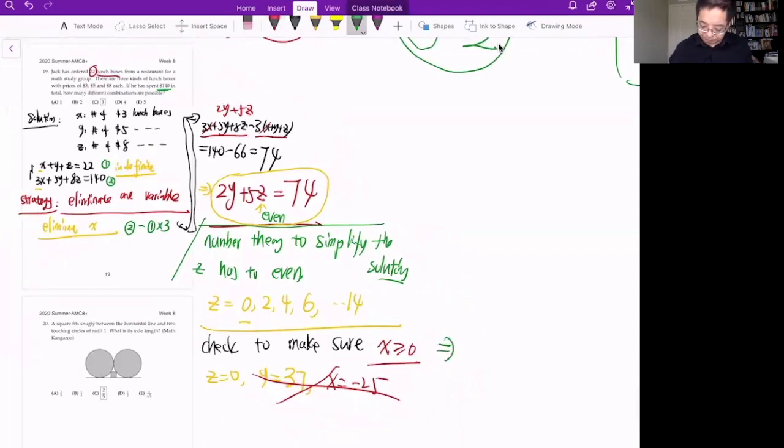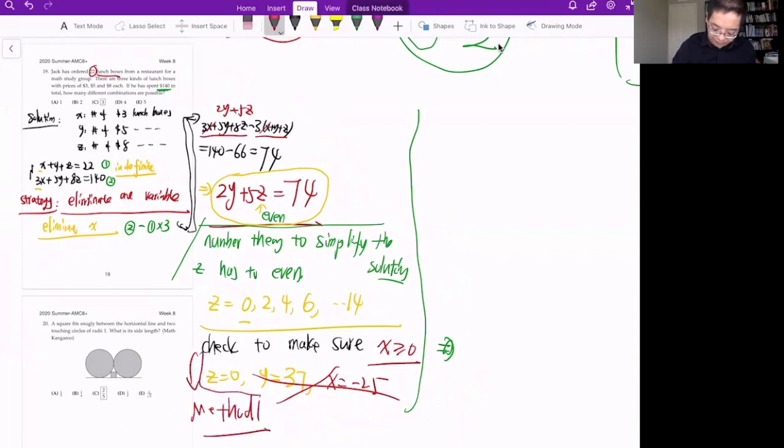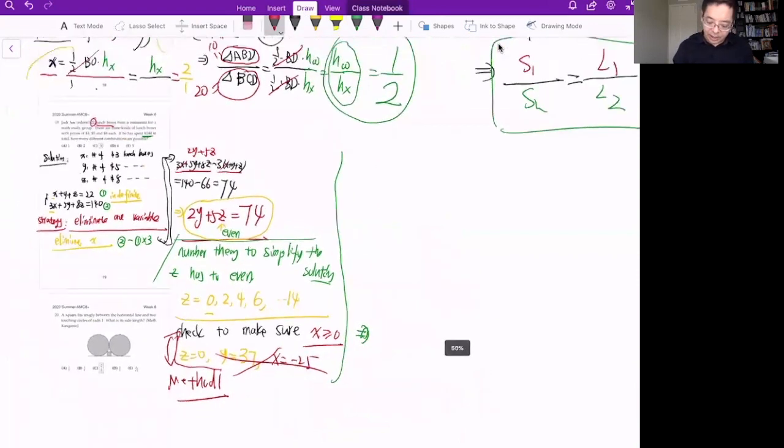So this is one way you can do it. You just check. I put that one as method one. Okay, now method 2.